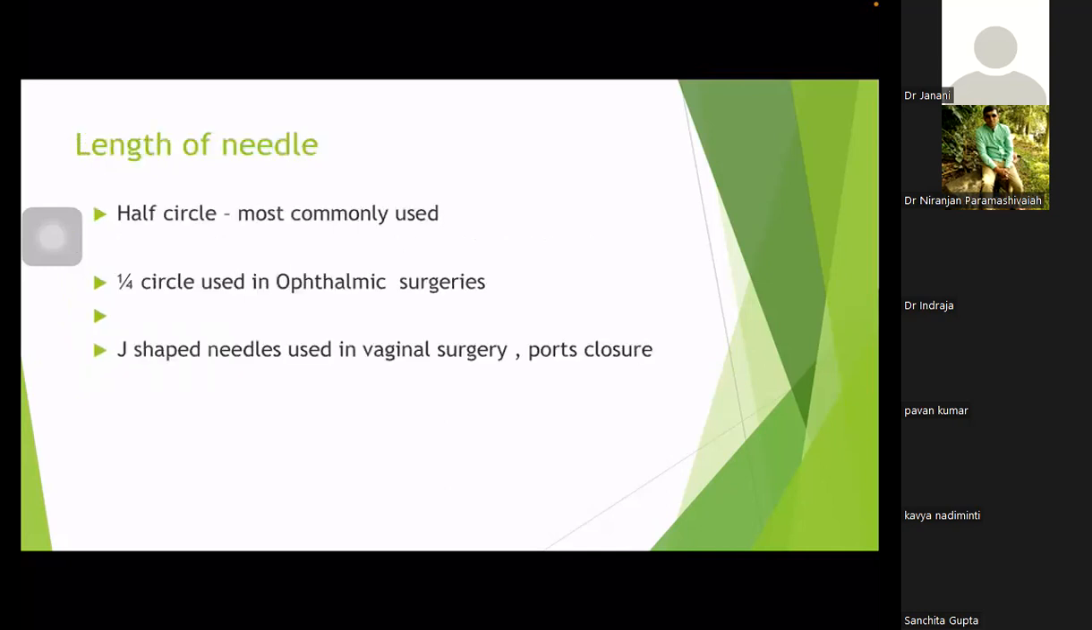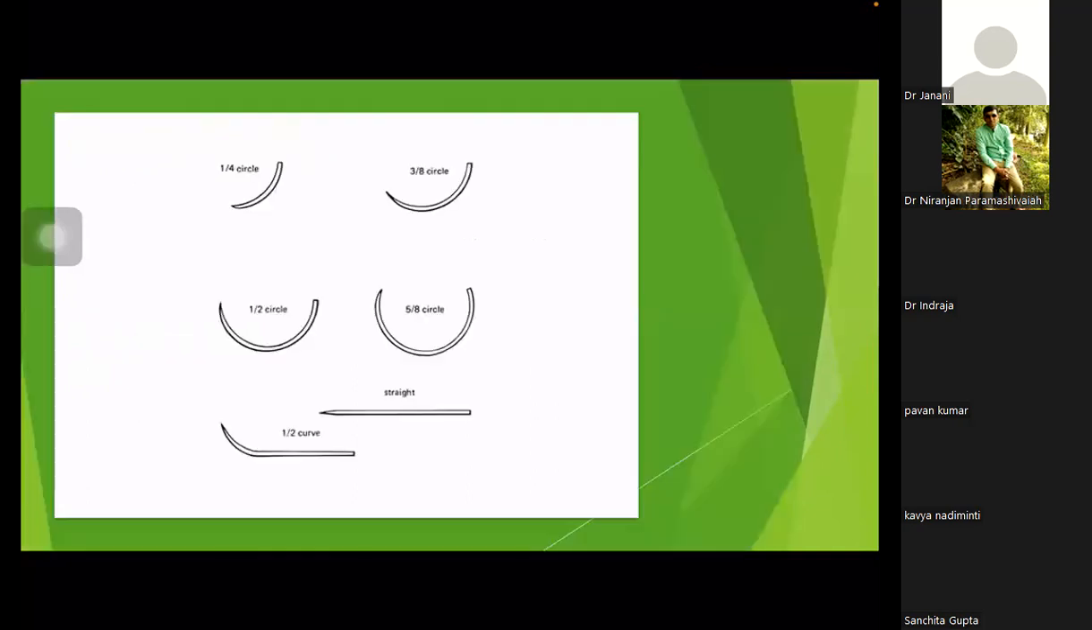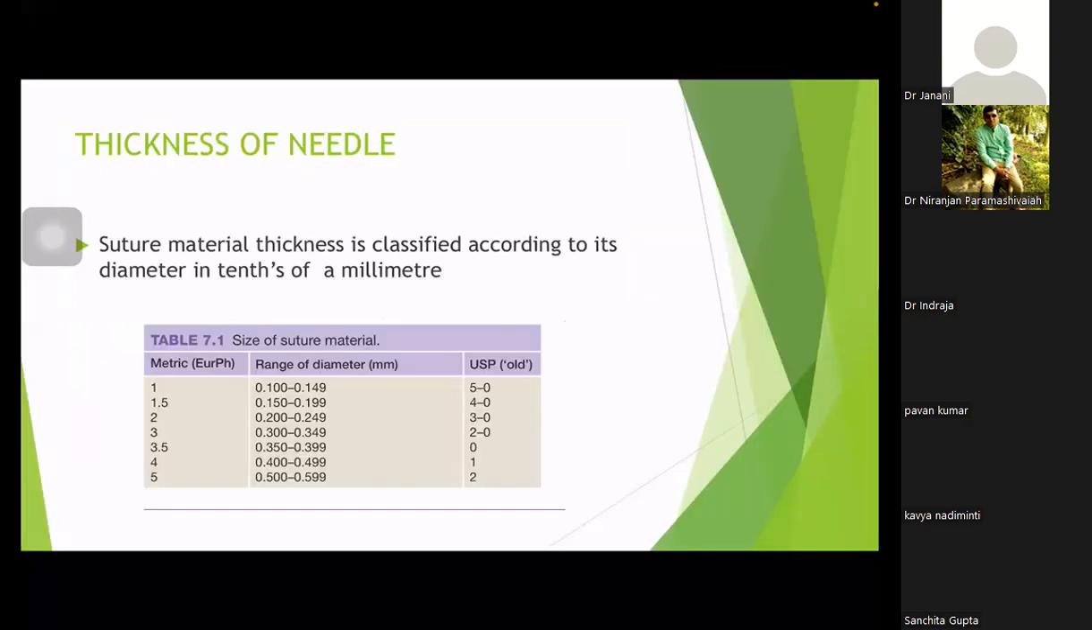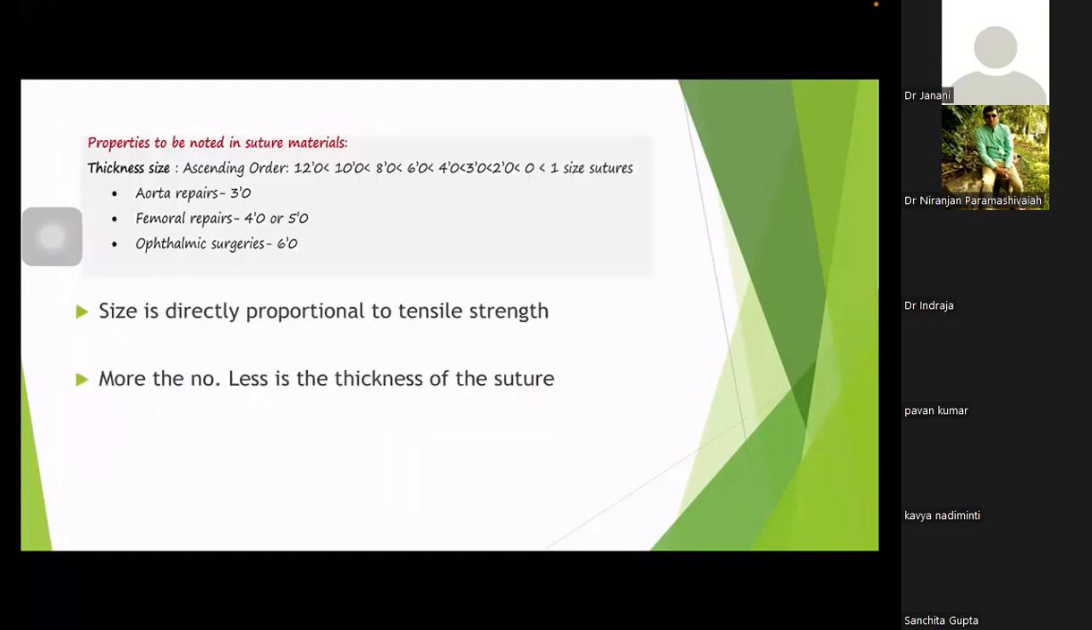Regarding the shape of a needle, most commonly used are half circle, and 1/4 circle are used in ophthalmology, and J-shaped are used in vaginal surgeries and port closures. Thickness of a needle is classified based on diameter in tenths of a millimeter. As the number increases, the thickness decreases, and size is directly proportional to tensile strength.